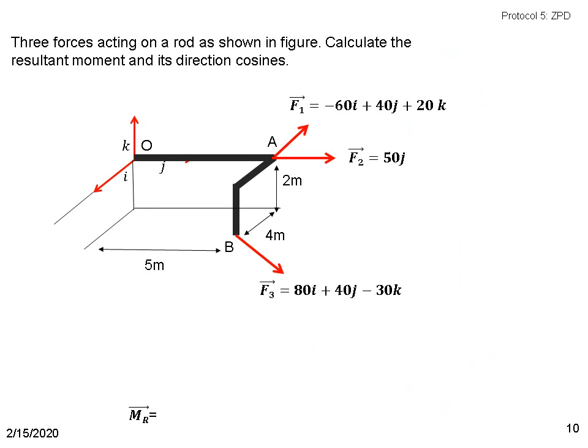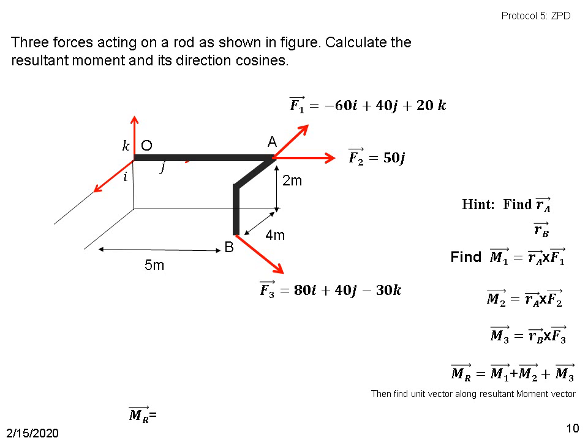Finally, another problem. We have a structure which is acted on by multiple forces F1, F2, and F3, and different dimensions are given so that we can find out the position vectors of point A and point B where the forces are acting. And the reference location is O, so you need to find out the net resultant moment and its direction cosines on this configuration. So we will solve this problem in class.